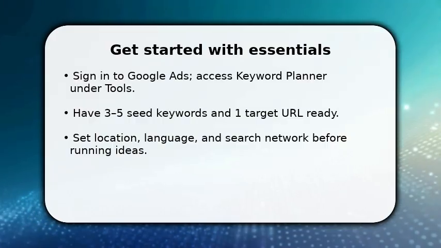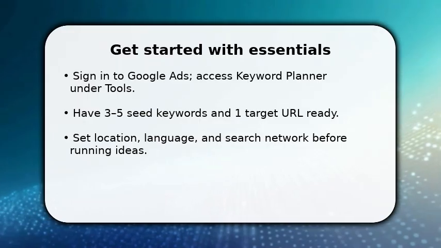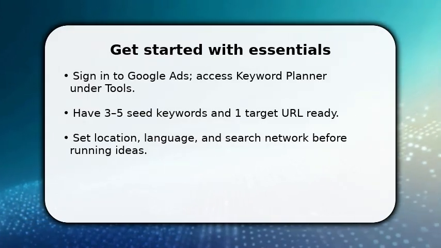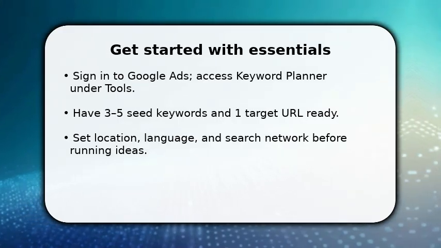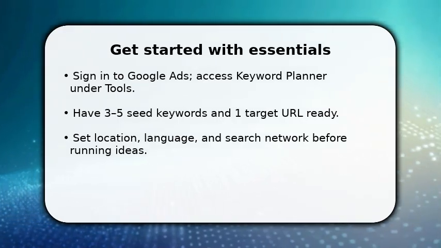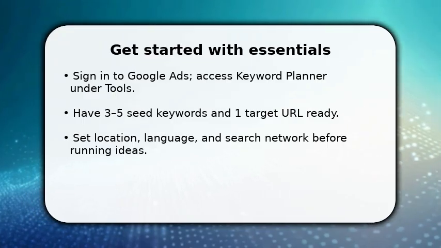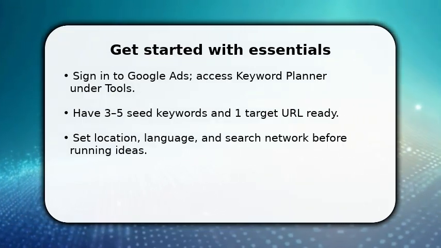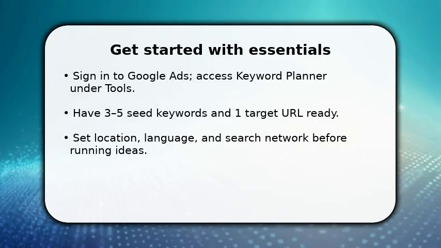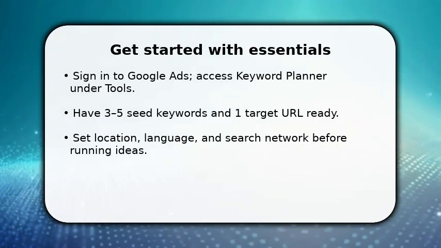You'll begin by opening Keyword Planner in Google Ads and choosing Discover New Keywords. Once done, paste 3 to 5 seed keywords or a target URL so the tool has context. This drives relevant suggestions. Make sure to set the location, language, and search network first, because those filters change volume and competition. Then click Get Results to pull ideas now.